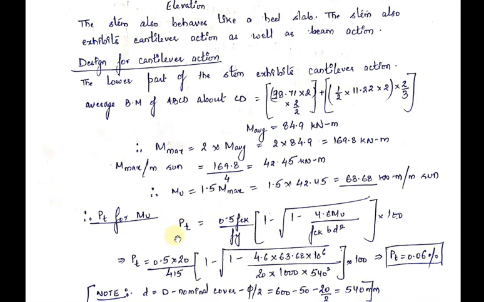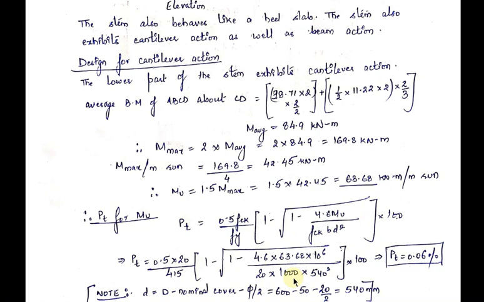We know the formula of the percentage of steel, PT. So PT is equal to this. So just put all the values. FCK, we are using M20 concrete, therefore the value of FCK will be 20, and we are using Fe415 steel, therefore the value of Fy will be 415. Mu we just calculated. We will multiply this value by 10 to the power 6 in order to convert it into Newton mm, and divided by FCK is 20.